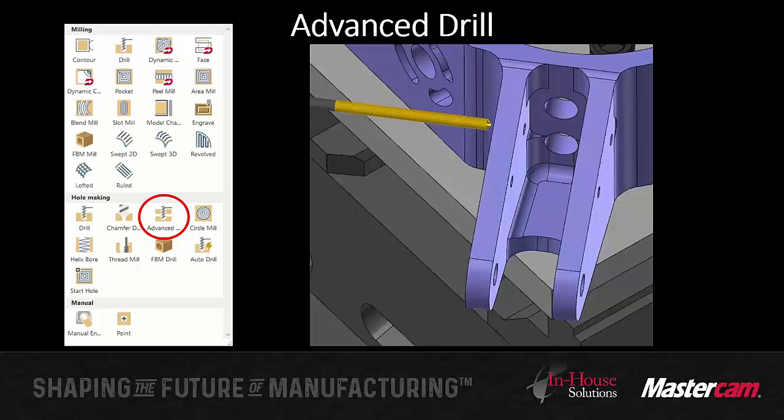The advanced drill operation gives me the option to select each individual depth and specify what my tool is doing in each depth. So I can say, during this first depth, I want my tool to drill right through, or maybe I'll peck during the first depth for whatever reason.